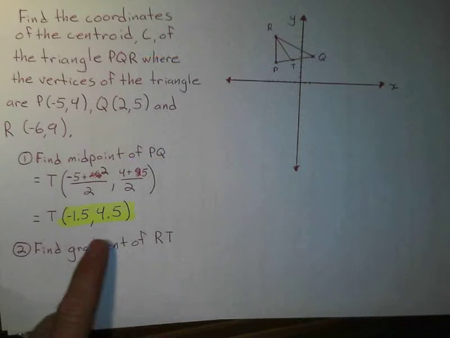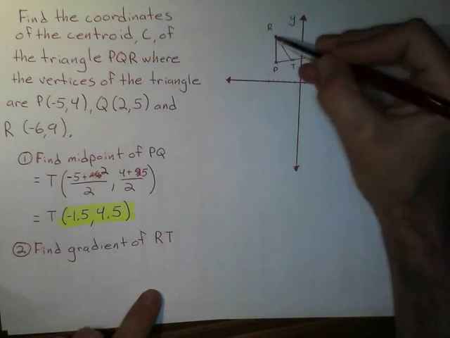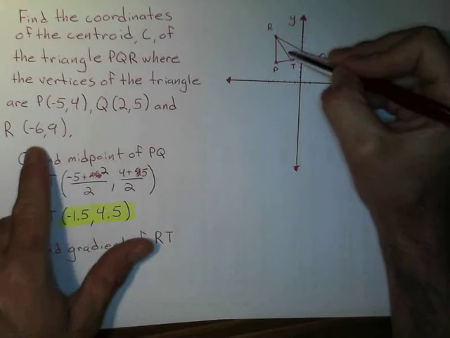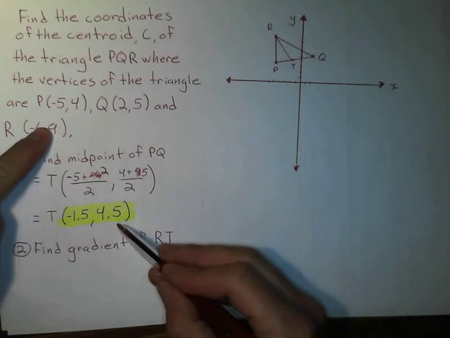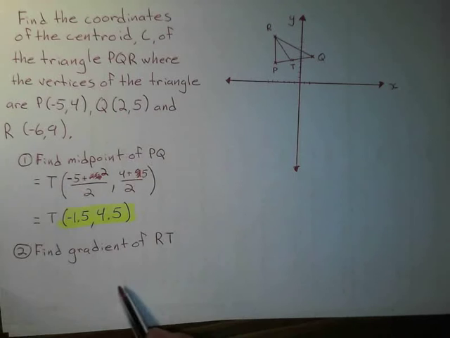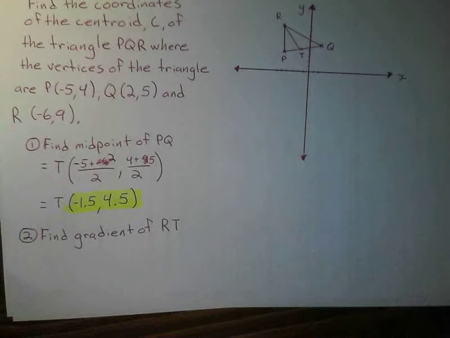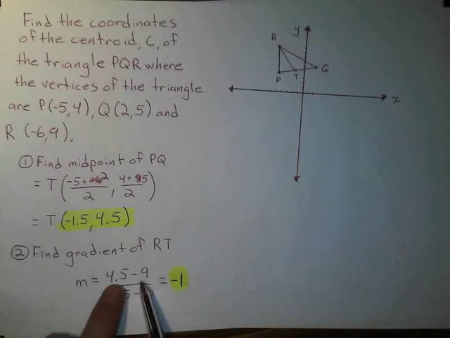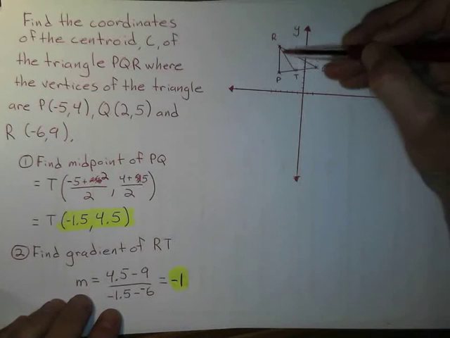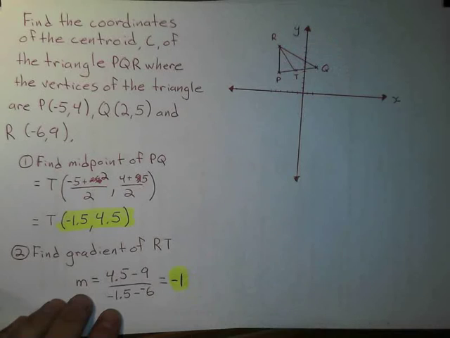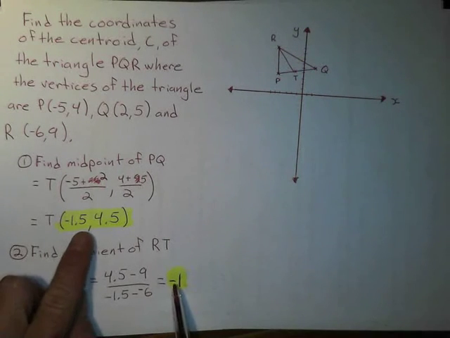So these are the two things I need to write an equation for this line, and that's my third step: to write the equation of that median. I always start with the equation of a line in point gradient form, where these two represent a coordinate on the line, and that represents the gradient right here.